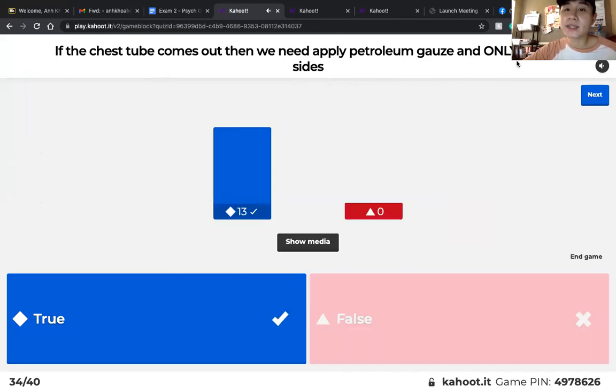Awesome, guys. So we tape only 3 sides of the petroleum gauze and we leave the bottom side. So this is the square and we leave the bottom one. We tape the 2 sides and the top.